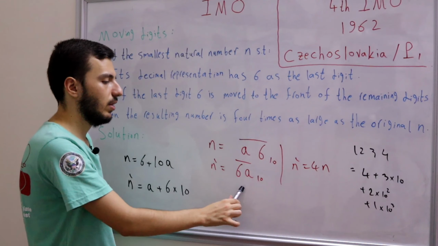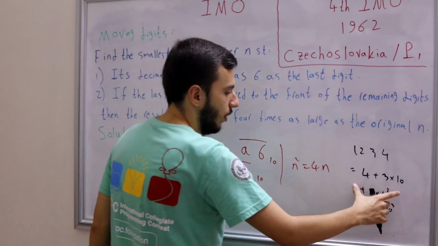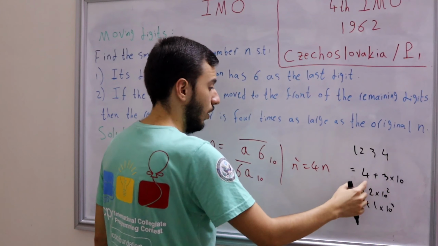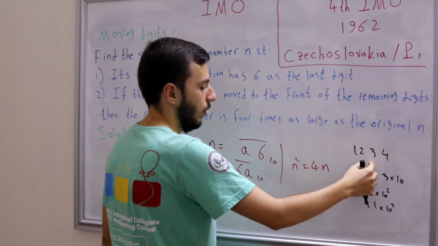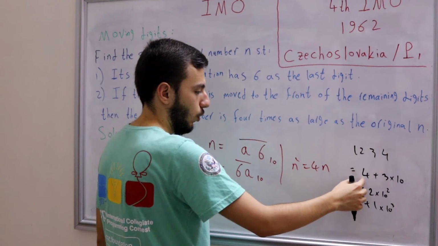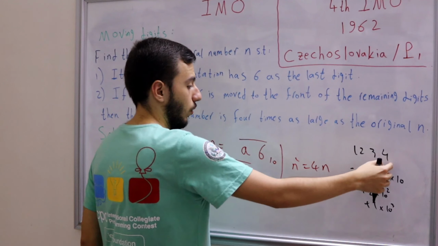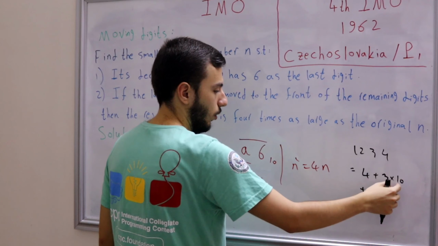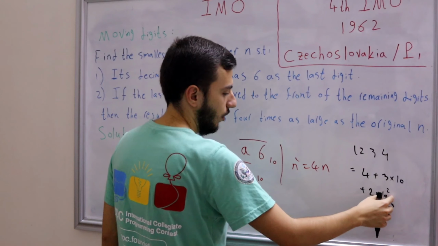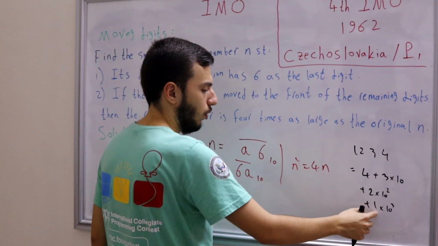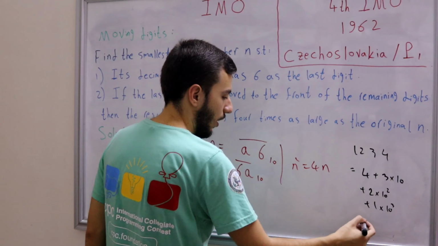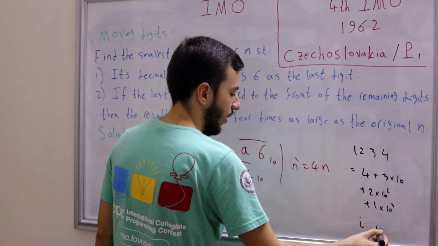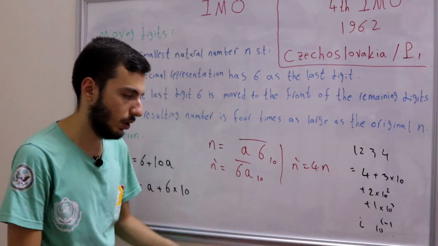Let's see what we are doing here. The last digit 4, we multiply it by 10 to 0. So the first digit 1, 10 to 0. Digit 2, 10 to the first power. 3, 10 to 2. 4, 10 to 3. So basically if this is the ith digit, then we multiply by 10 to the i minus 1. So it's just like that.